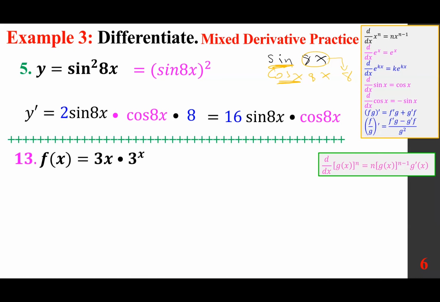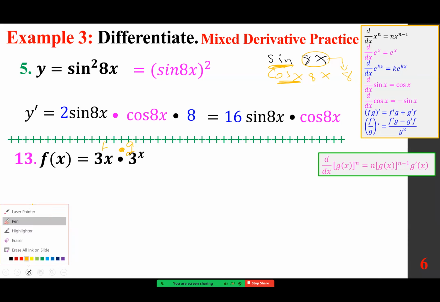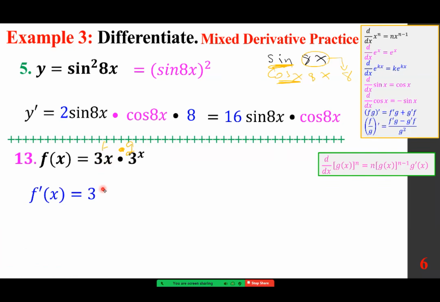F of x is 3x times 3 to the power of x. I want to differentiate that, and that uses the product rule. So I'm going to just write this as f times g, and this time I'm going to write the product rule right here. I'm going to write the product rule and I'm going to follow that. So I need 3x to be differentiated to get f prime. So I need 3 times g, just 3 to the power of x. And I need g prime.